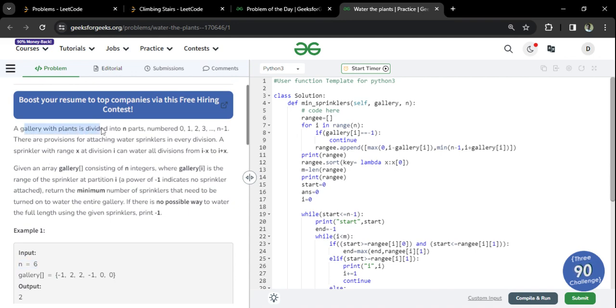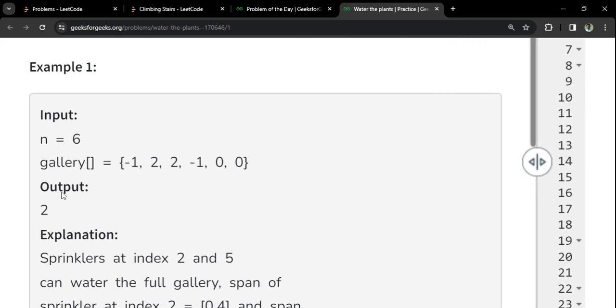So a gallery with plants is divided into n parts, 0, 1, 2, until n minus 1. There are provisions for attaching water sprinklers in each division. A sprinkler with range x at division i can water all divisions from i minus x to i plus x. See what they mean to say. You think of them as a sprinkler. This is a sprinkler of power 2. What that means is it can sprinkle itself, and after that it can sprinkle for two more indexes. So it will cover these two indices also, and it will cover this index and anything to the left of that.